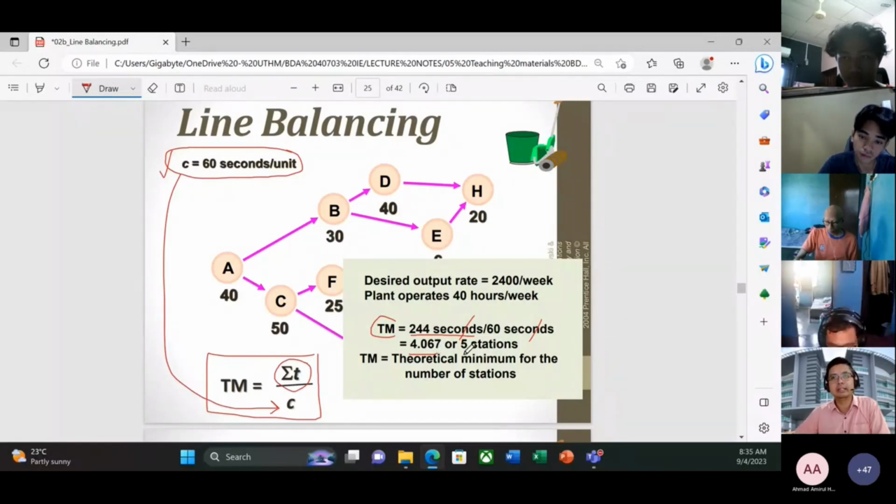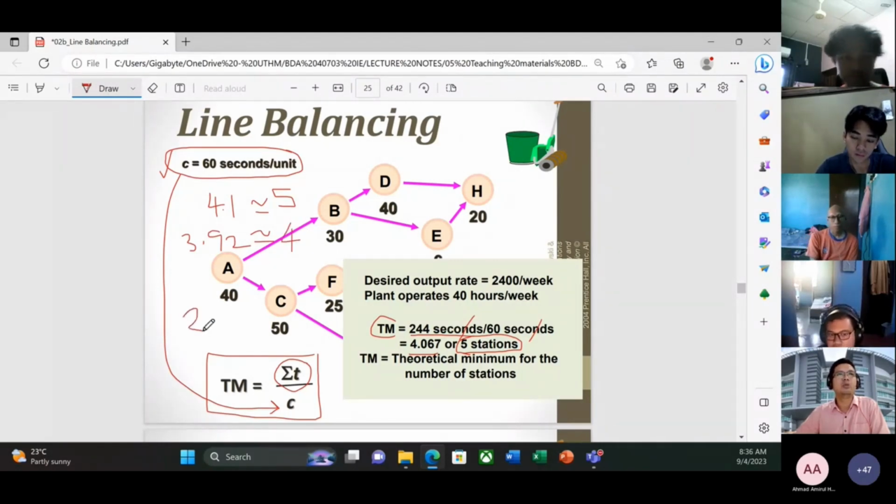The nearest whole number is 5 workstations. So what does 5 stations mean? This is the theoretical minimum number of workstations we need. Let's say you get 4.1. The nearest one is 5 workstations. Let's say you get 3.92. So what will be the number of workstations? Four. Correct. If we get 2.10, then it will be 3. So it is based on rounding up to the nearest whole number. So meaning that for TM, we get 5 workstations.